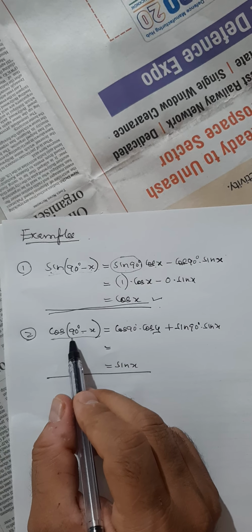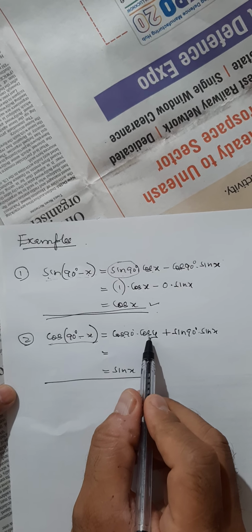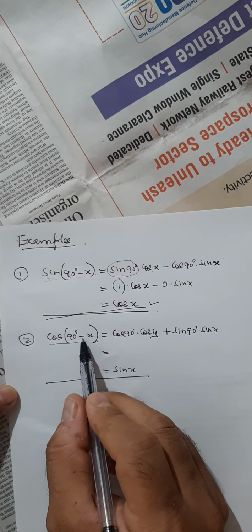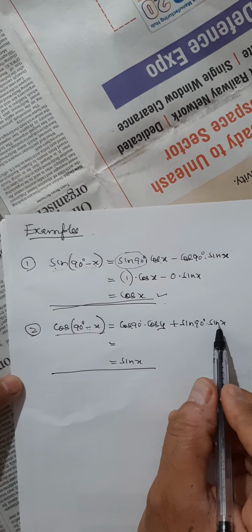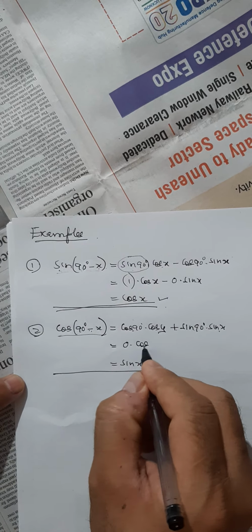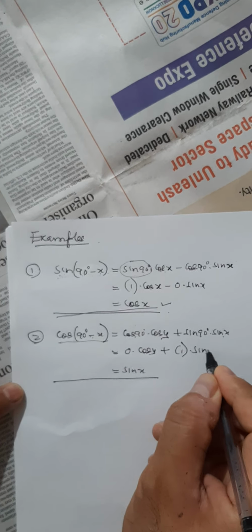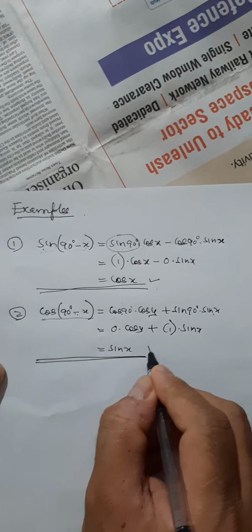Which formula did we use? The addition formula for cos: cos x into cos y, opposite sign, plus sin x into sin y. What is cos 90? You know, 0 into cos x. So this is 0. What is sin 90? That is 1 into sin x. So this is 0 plus this. So you are getting this.